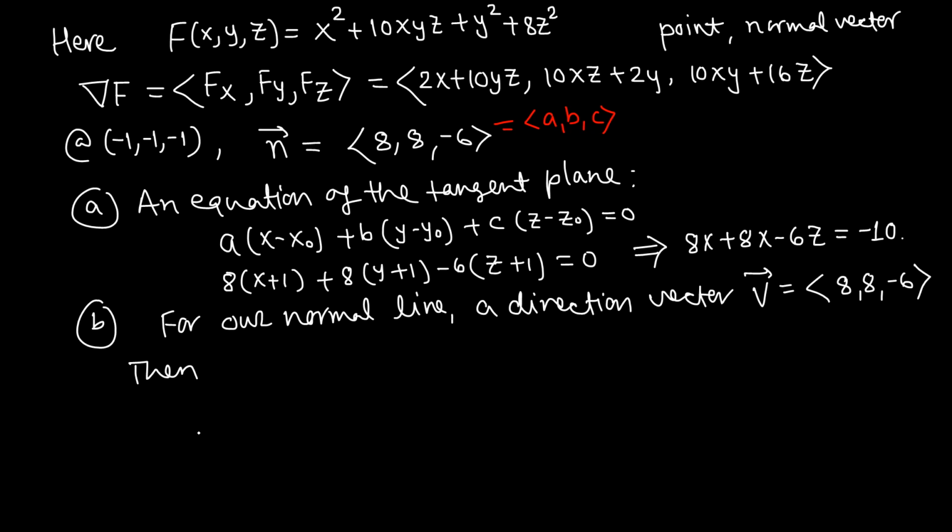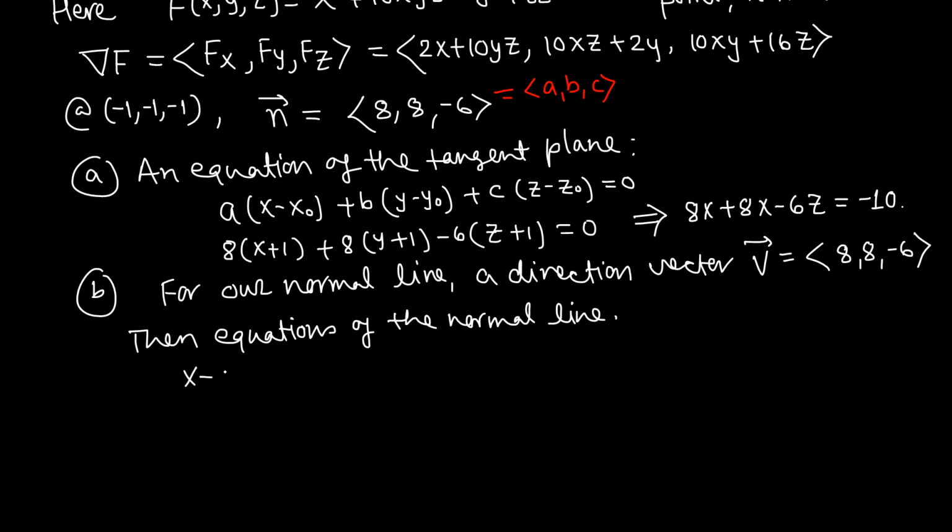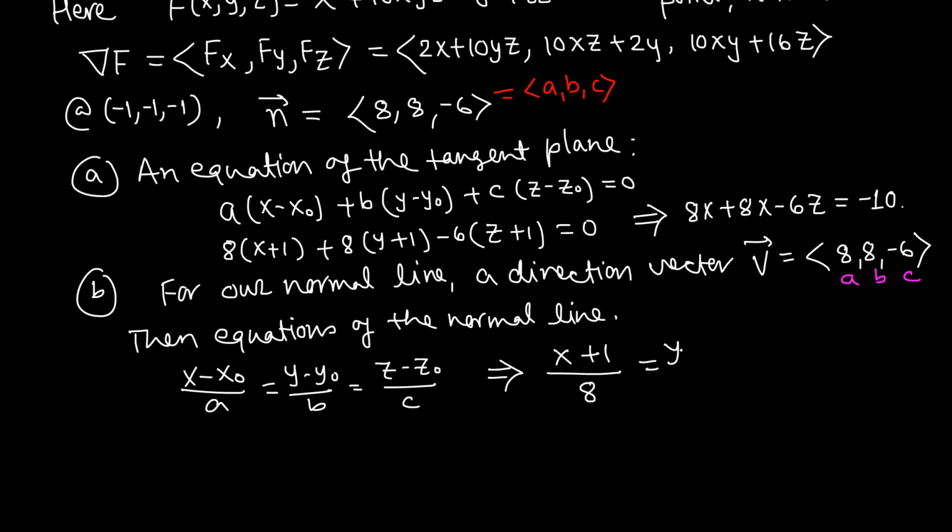Now at the point (-1, -1, -1), we can write a set of equations for the normal line. It is a line, so (x minus x naught) over a equals (y minus y naught) over b equals (z minus z naught) over c. This is in symmetric form. This is ABC again. So (x minus negative 1) over 8 equals (y minus negative 1) over 8 equals (z minus negative 1) over negative 6. Final.